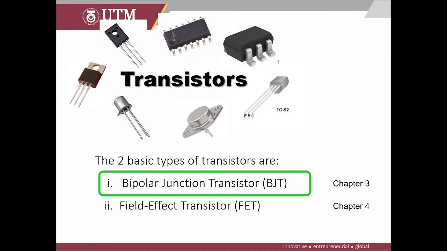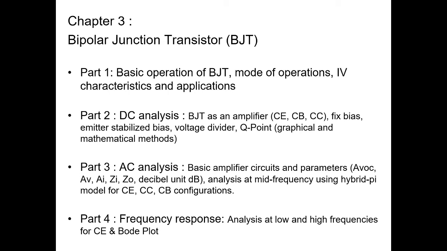Alright class, so we're going to learn about a new device which is called a transistor. So actually there are two basic types of transistor, which are bipolar junction transistor or BJT, and also another one is field effect transistor or FET. So these two types of transistor we're going to learn in two chapters, which are chapter 3 and also chapter 4. Okay, first of all, we're going to learn about the bipolar junction transistor, or known as BJT.